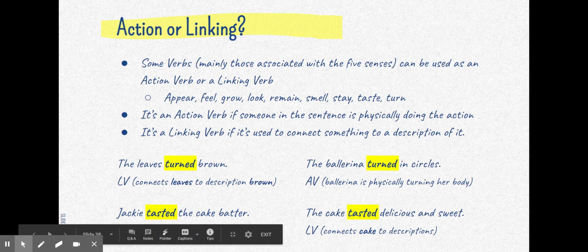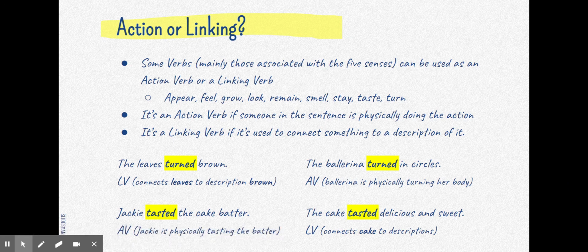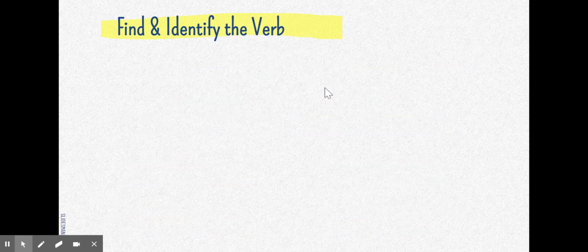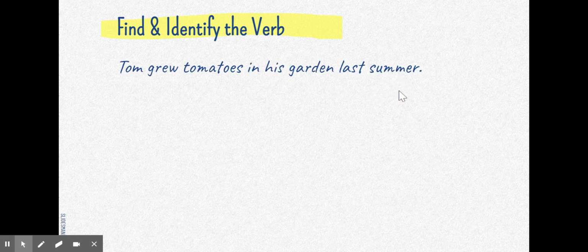Okay, so this is a little bit tricky. You just have to pay close attention to what's going on in the sentence to figure out if these five senses verbs are action or linking. Okay, so let's do our examples. For these, you have to both find the verb and figure out which verb it is. Is it action or is it linking? In your notes, you're going to find the verb and highlight it. If it's an action verb, highlight it in yellow. If it's a linking verb, highlight it in blue. Okay, so here's our first example.